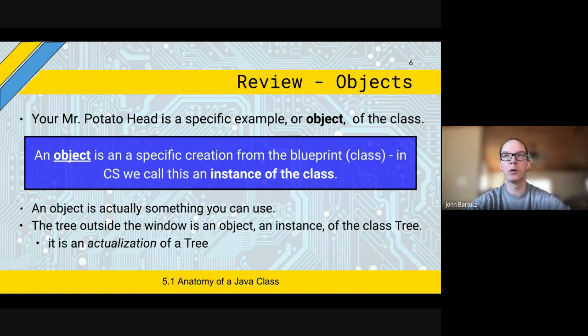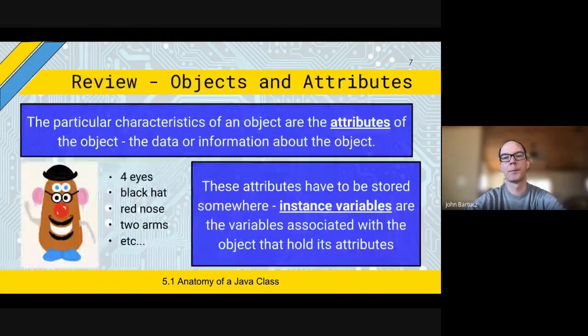So like a house, right? You might have 100 houses with the same blueprint, but each one of those houses is unique. Each one is an object and has its own properties. So that's the difference between a class and an object.